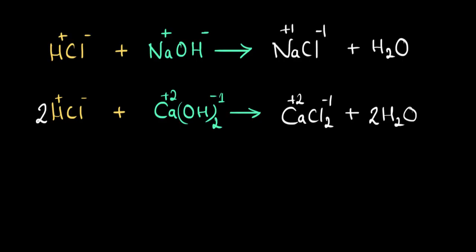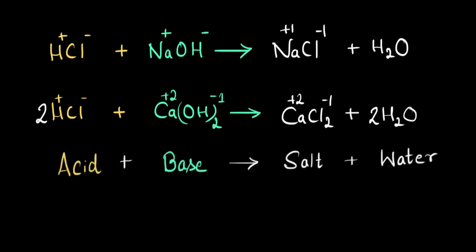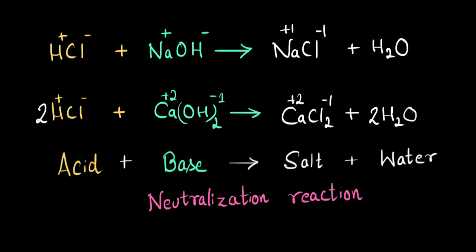Okay, so the conclusion is that an acid reacts with a base to give us salt and water, both of which are neutral products. Technically speaking, acid and base are cancelling out each other's effect and giving us neutral products. And that's why we call this type of reaction a neutralization reaction.